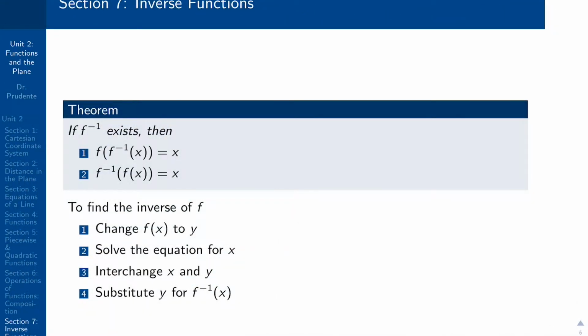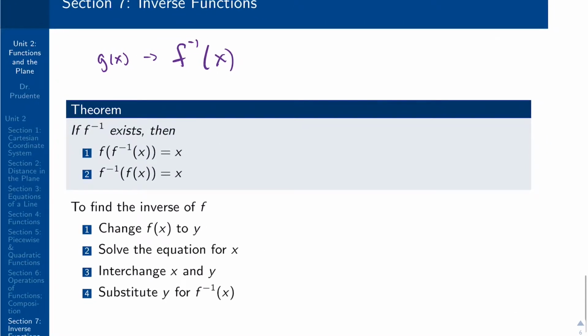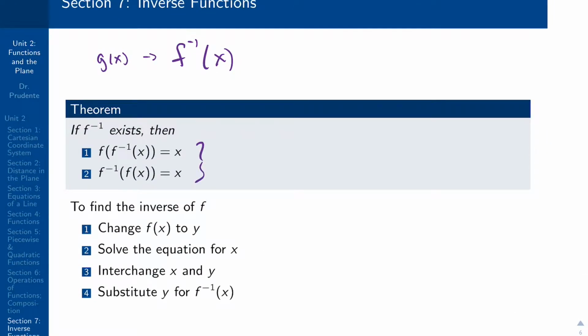So if the inverse exists, right, if we can find a g of x that happens, we call that g of x f inverse of x. And again, we get that same result. F of f inverse of x will end up being x if we simplify that function, and f inverse of f of x, right? F inverse composed with f will also just be x.